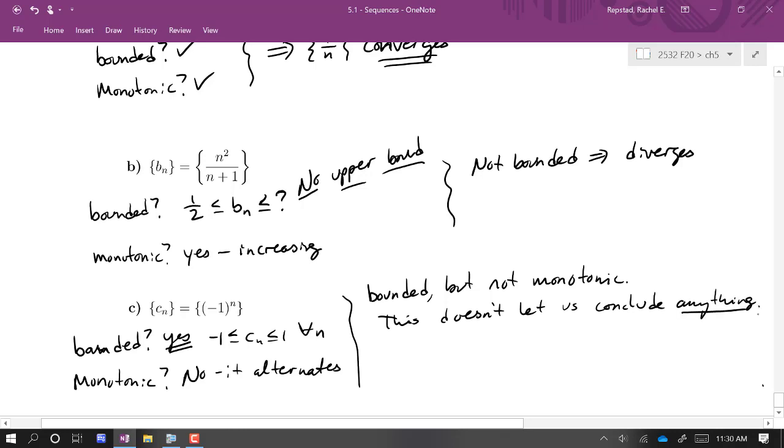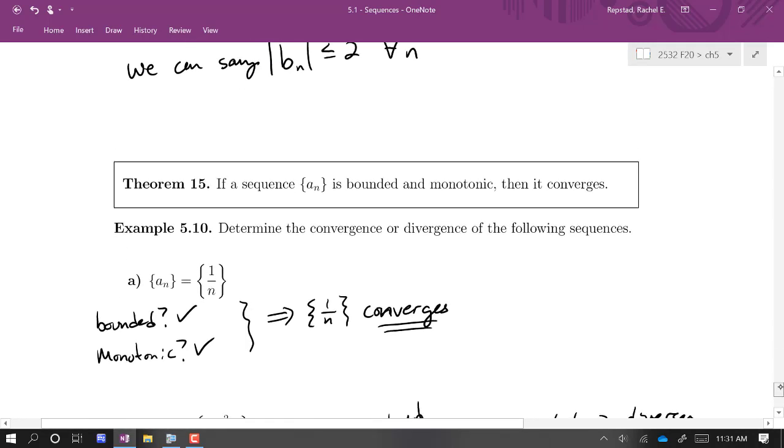Now, if you look at the sequence, the terms just bounce back and forth between 1 and -1. We can see pretty clearly this sequence diverges, right? There's no single value that it gets closer to. So this sequence does diverge, but it's not because of Theorem 15.